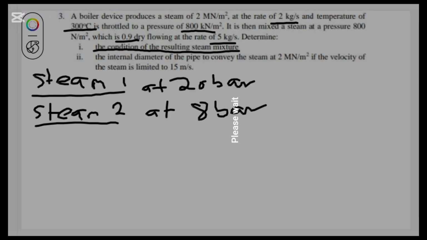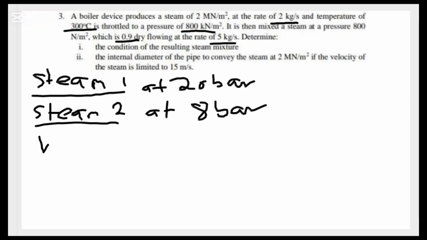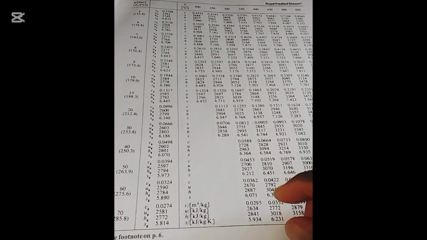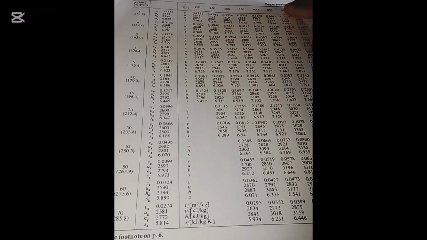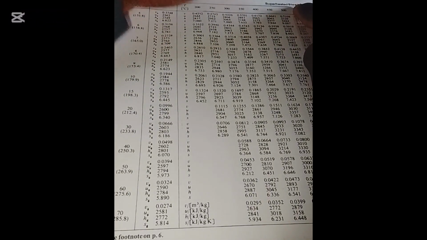First, I'm to determine the condition of the resulting steam mixture, at 20 bar and 300 degrees Celsius. So I'll find my h1. As you can see, I'm going directly to the superheated steam table. Let's check the superheated steam table at 20 bar and 300 degrees and see what we are going to get. This is superheated steam.